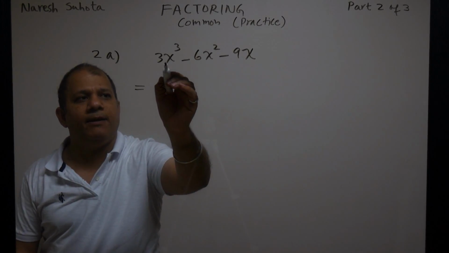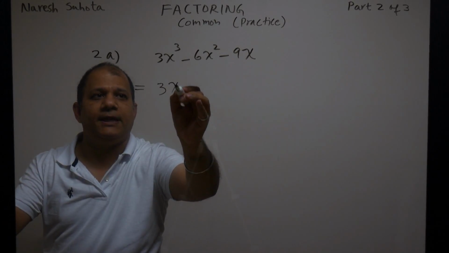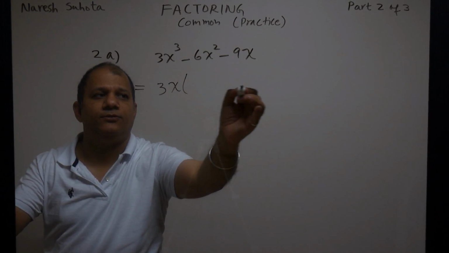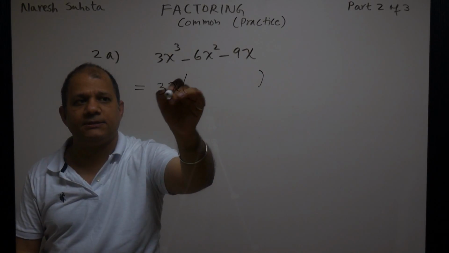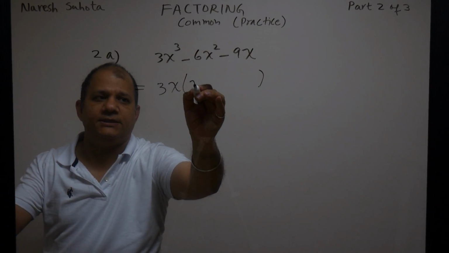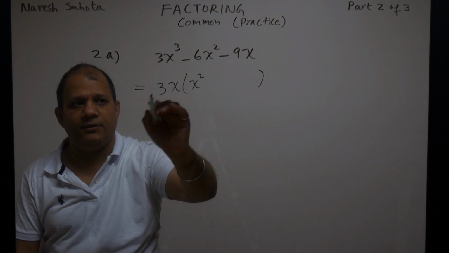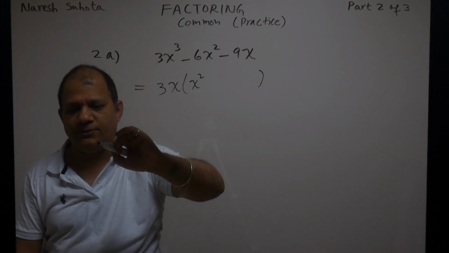Okay, and now x appears in all 3 terms, so x is also common, and we take out the lowest exponent. So 3x is our common factor. What are we left with? We've already pulled 3x from 3x cubed, so all we're missing is a factor of x squared, right? So 3 times 1 is 3, x times x squared is x to the 3.